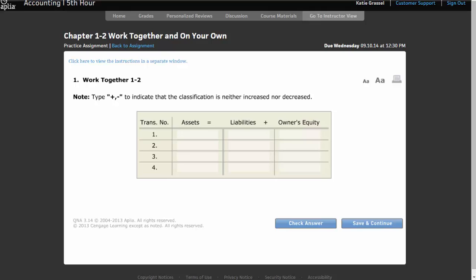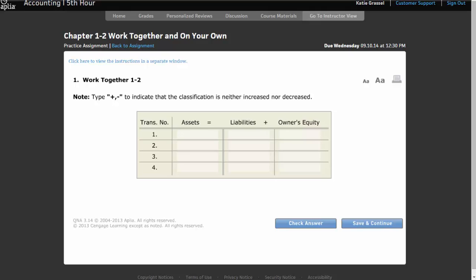So what we need to do is reread each transaction. Transaction number 1 says bought supplies on an account. Do you see where it says that? Now, one of the things I would suggest is that you take your screens and split them, so that on one side would be your directions and the other side would be the assignment. That way you don't have to go back and forth.